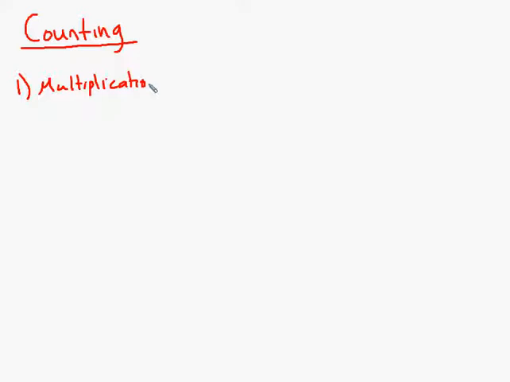We finished with permutations. So we'll review the three types of examples that we already have done, and we'll add in the third one. So our first method of counting was the multiplication principle. And the multiplication principle told us that we can simply multiply the number of ways per event.